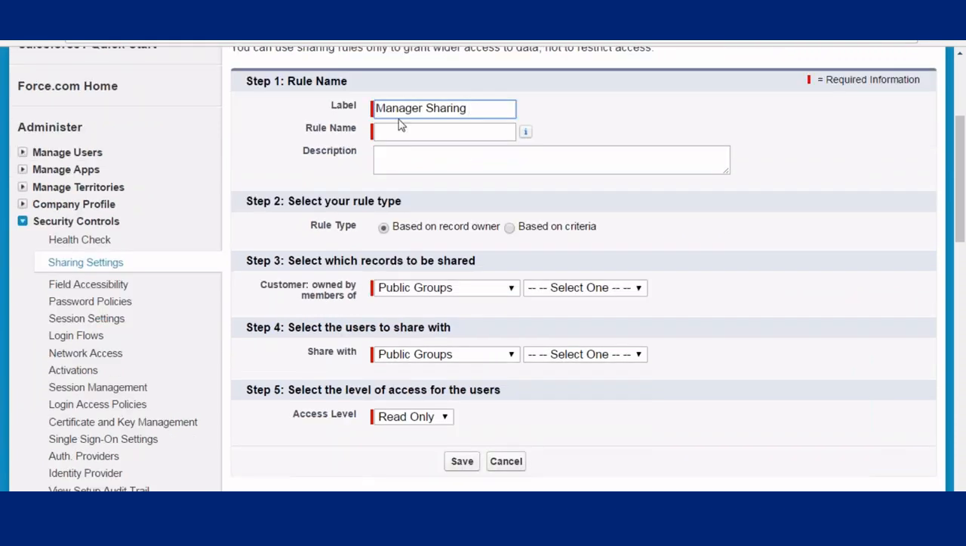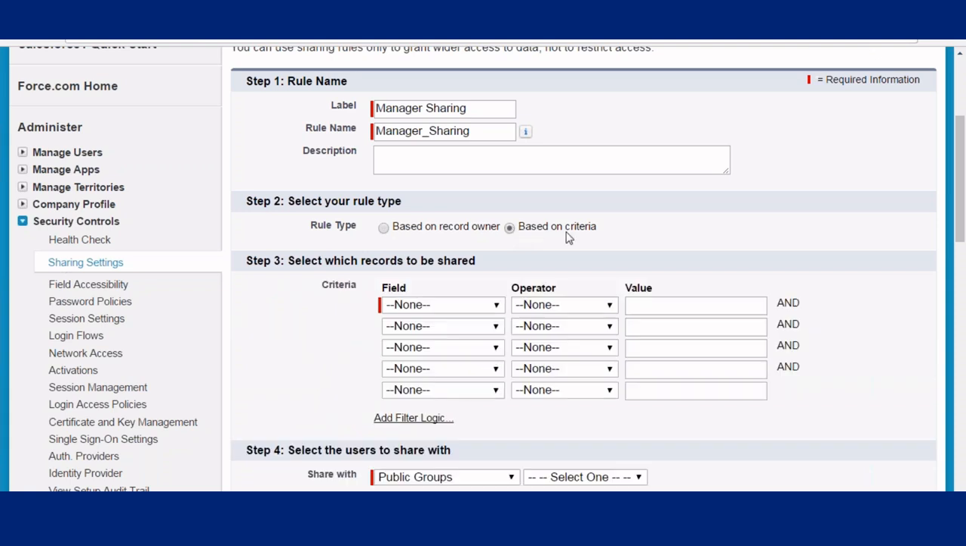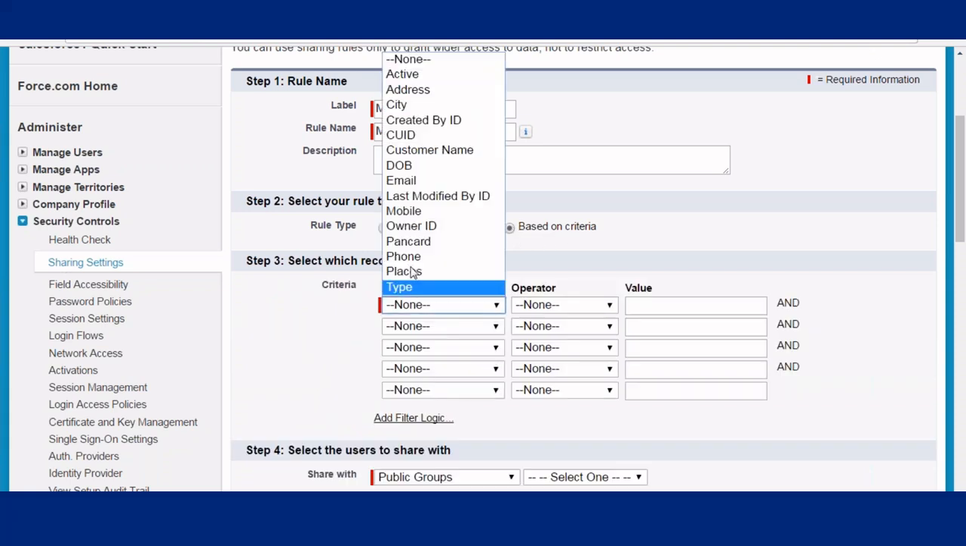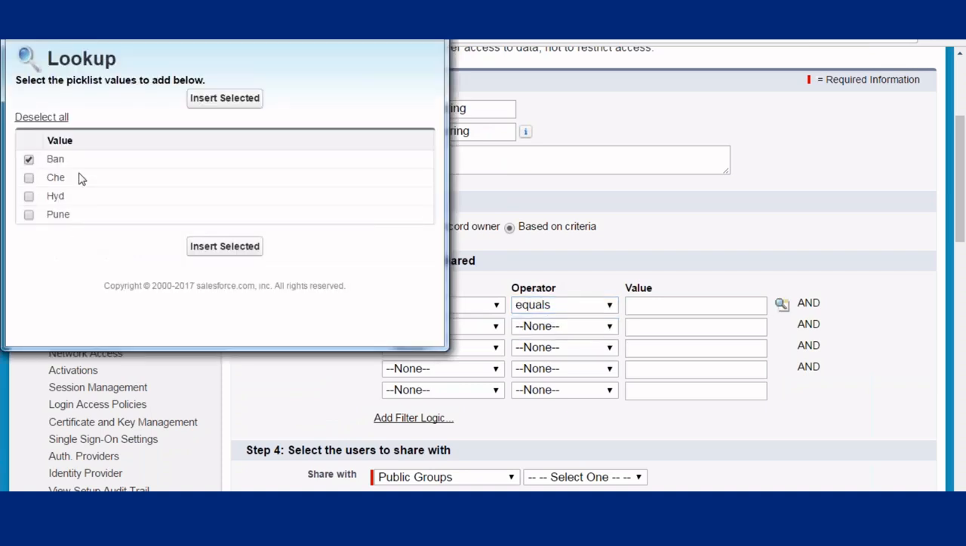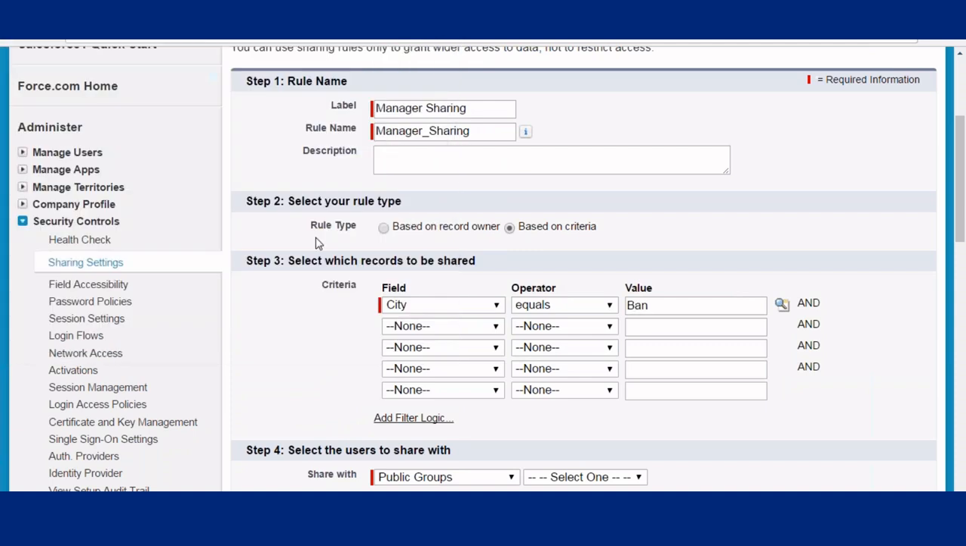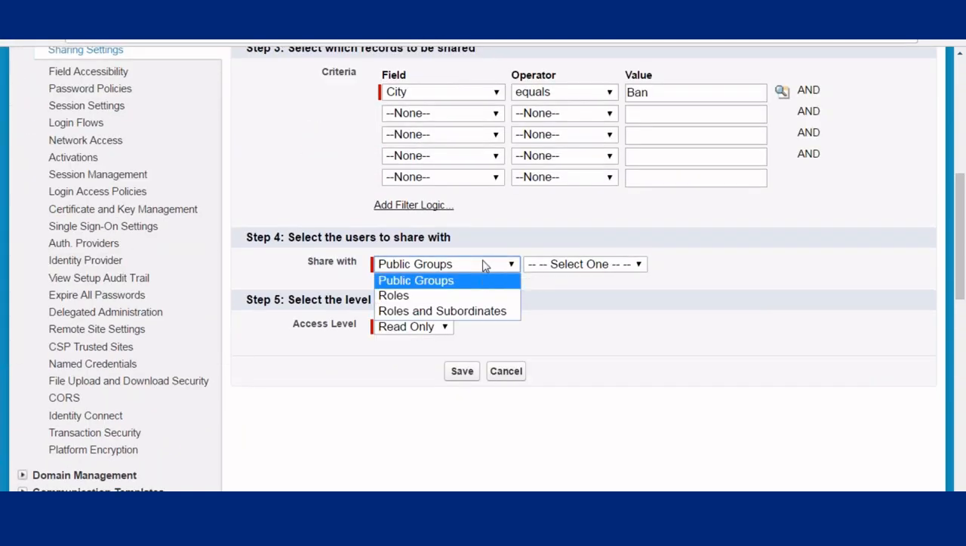What type of sharing is this? Based on criteria. I am giving a condition, right? What is the condition? All the records whose city equals Bangalore. Share those records with whom? I can share them with a role, role and subordinate, or a public group. With whom can I share? With a particular role, role and subordinate, or a public group.